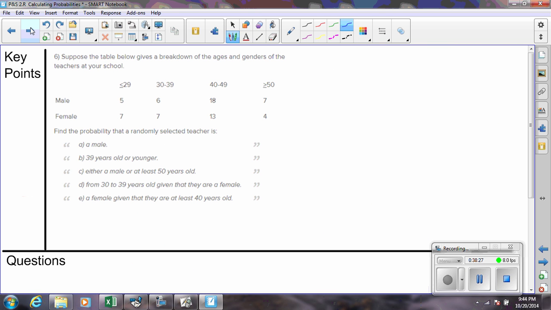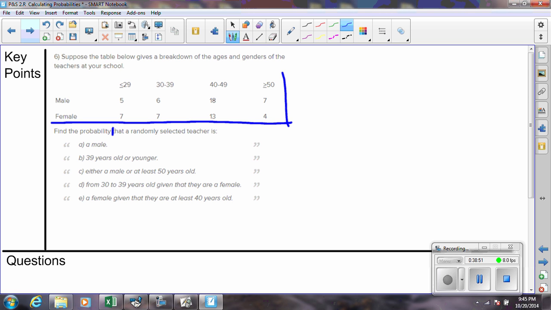Question 6. Suppose the table gives the breakdown of the ages and genders of teachers at your school. Find the probability that a randomly selected teacher is... Well, before we do a bunch of these things, anytime you have a 2-way table, first thing you want to do, get your row totals, get your column totals, because that's what we're going to use for everything.